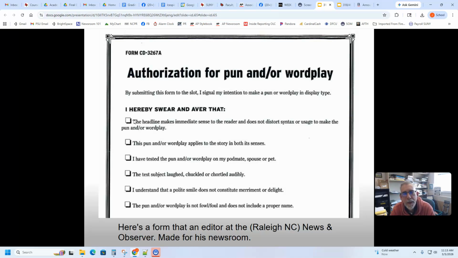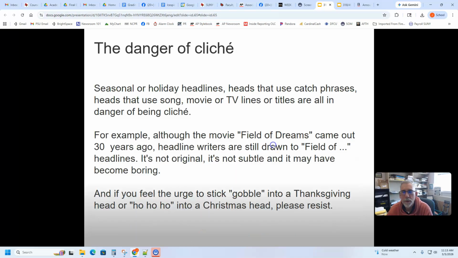The idea was you'd have to fill out this form to get approval for a pun or wordplay headline. "I've tested this pun wordplay on my podmate, spouse, pet. The test subject laughed, chuckled, chortled audibly." Not only is this about people trying to be too clever in headlines, it's about being too clever and making up a form too, which is a silly form too, right? But it is the idea that we should probably pause before we use those things.